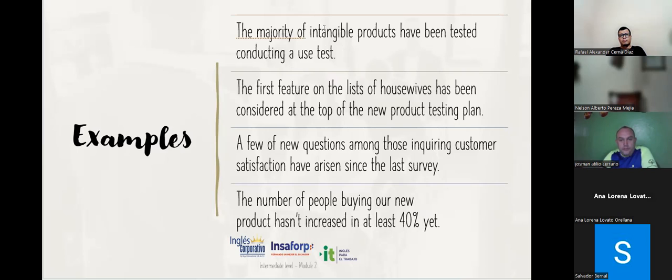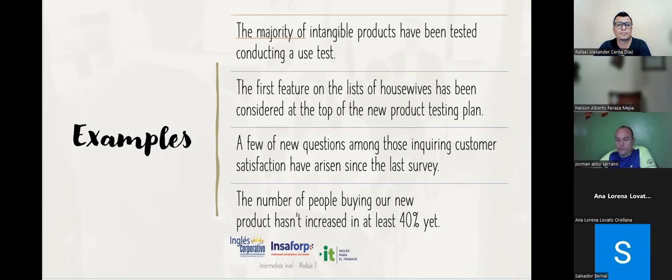The majority of intangible products have been tested, conducting a use test. Este también es voz pasiva. Okay, también es voz pasiva. Pero es voz pasiva con el presente perfecto. Tenemos el verbo have como auxiliar. Si fuera un sujeto singular, fuera has, ¿verdad? Más el pasado participio del verbo be. Más el pasado participio del verbo principal. ¿Ok? ¿Vamos bien? The majority of intangible products have been tested conducting a use test.